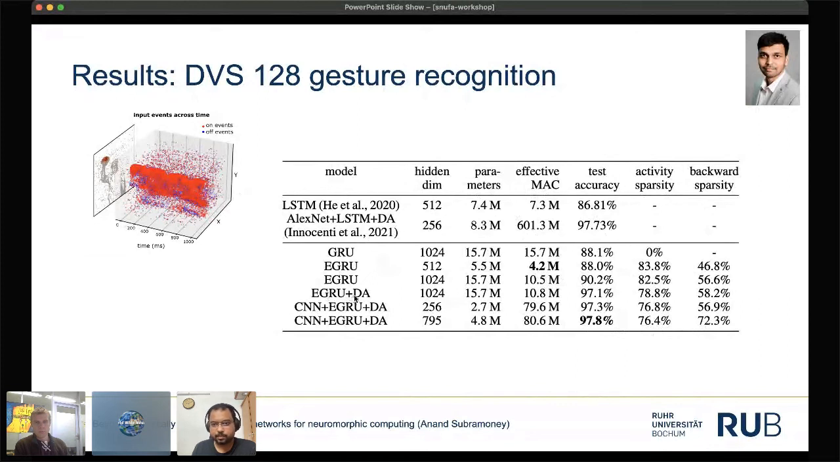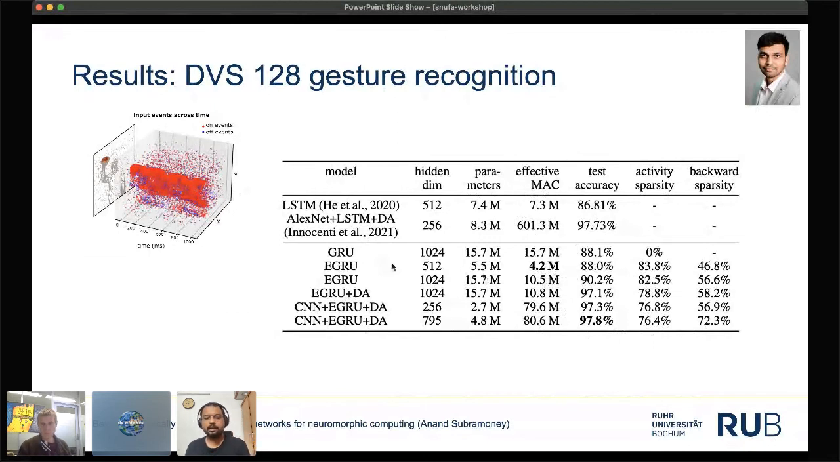And so the best performing model with an LSTM uses a convolutional network and data augmentation. And we're able to beat this model with a convolutional network and data augmentation, but with a fraction of the MAC operations compared to the LSTM model. But then we can actually further reduce it if you're willing to put up with a drop in the performance and have a really, really efficient model that reaches about 88% test accuracy.